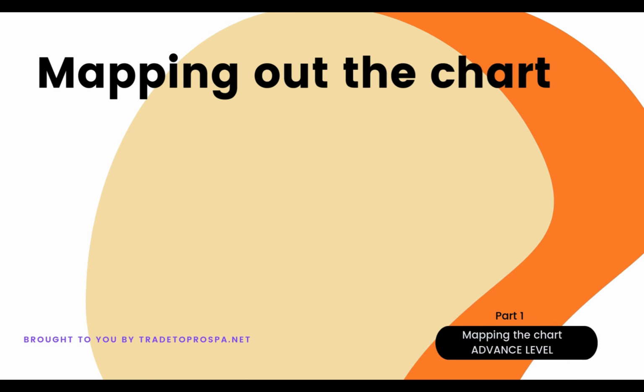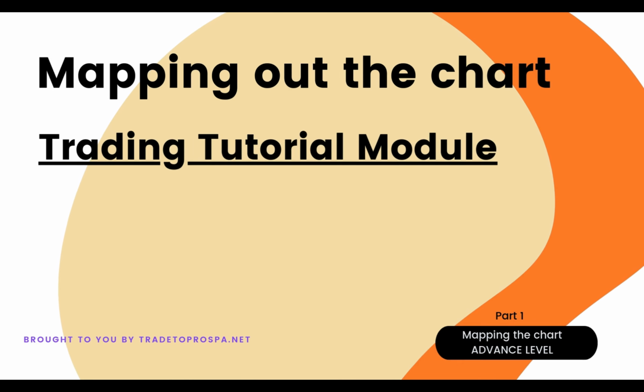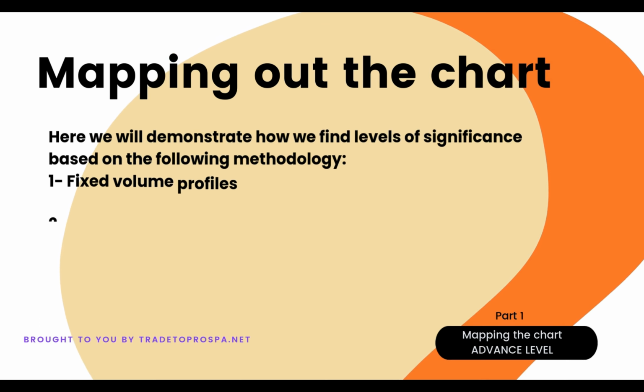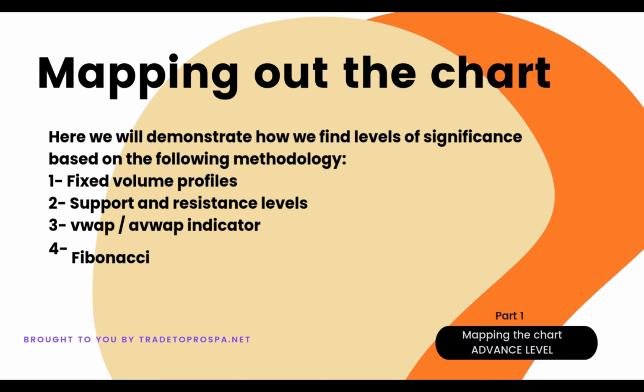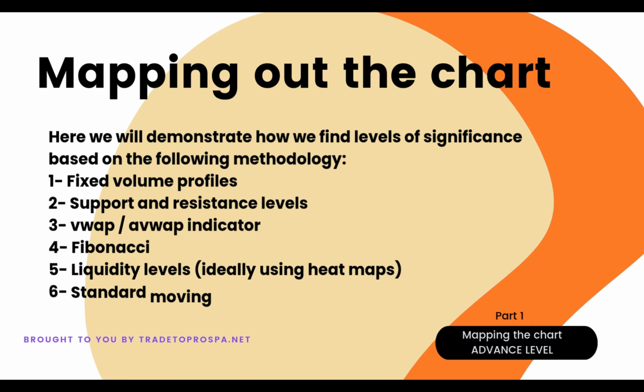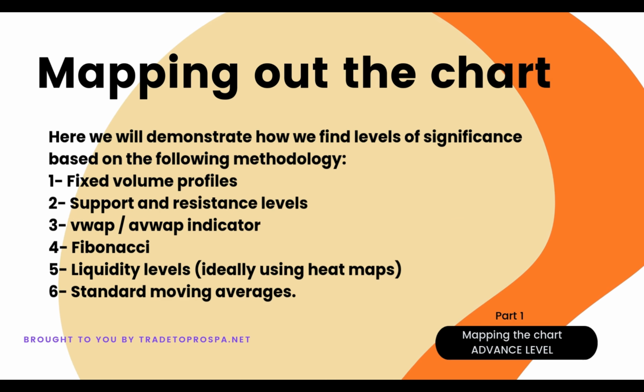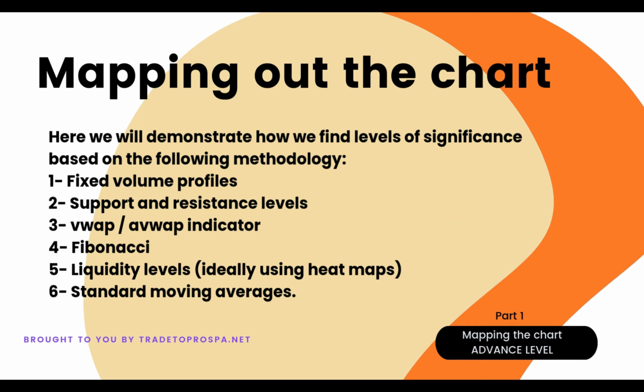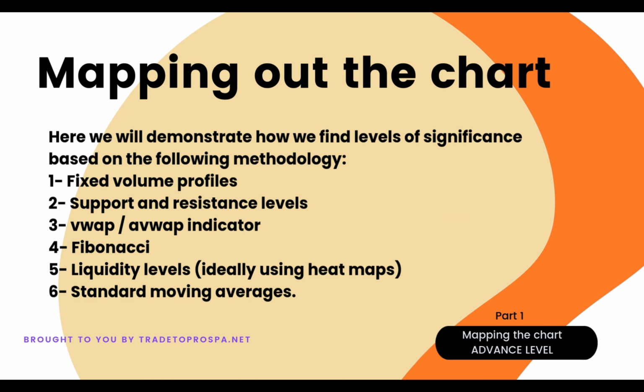Mapping out the price chart, a trading tutorial module. Here we will demonstrate how we find levels of significance based on the following methodology. 1. Fixed volume profiles. 2. Support and resistance levels. 3. Using VWAP/AVWAP indicator. 4. Using Fibonacci. 5. Liquidity levels, ideally using heat maps. 6. At times, applying standard moving averages.